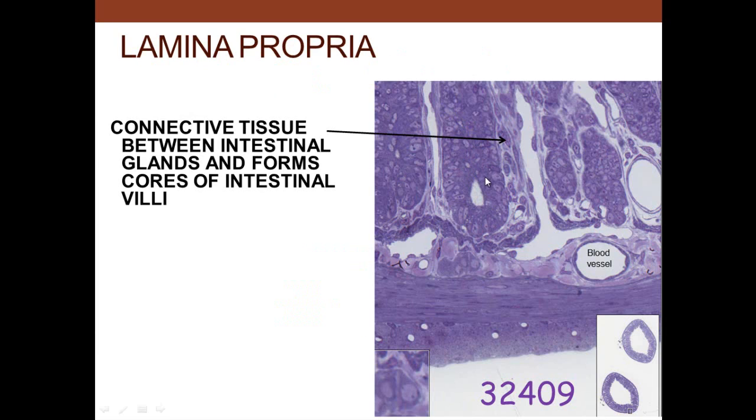Now, in between the epithelium, you've got the lamina propria. So it's connective tissue. Also, there may be some muscle cells running through there. Certainly, you can see the muscle right there, the muscularis mucosa.